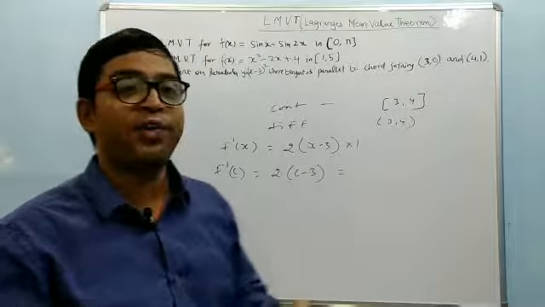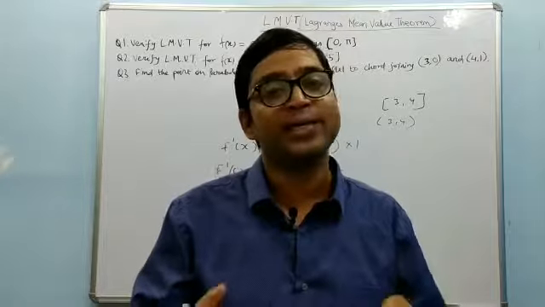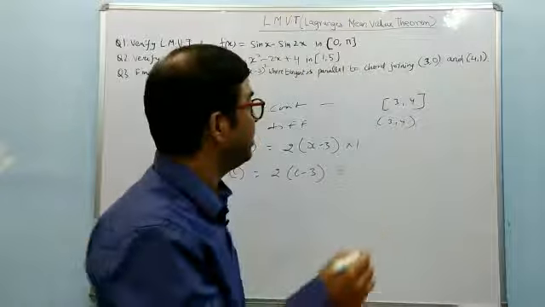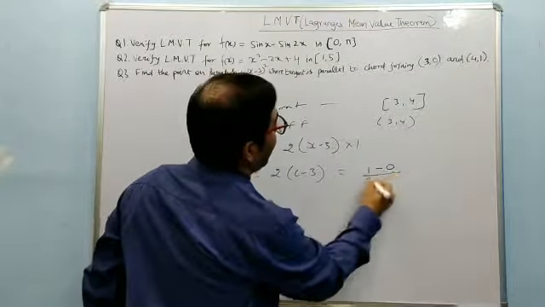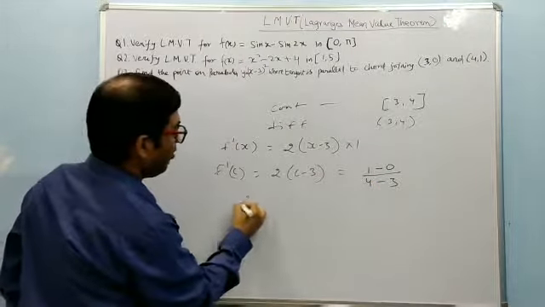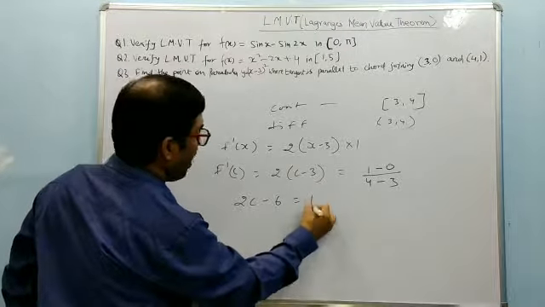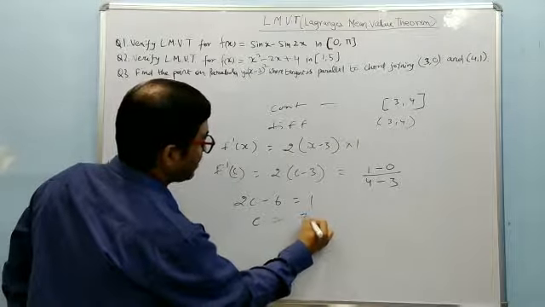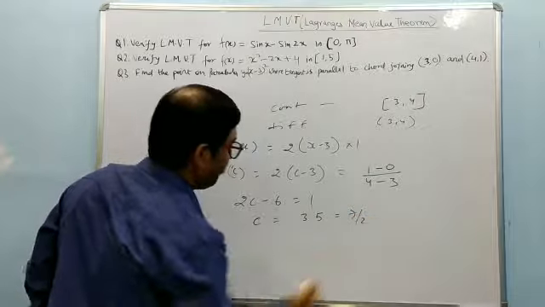Or you can write, we have seen, (y2 minus y1) by (x2 minus x1). That is the slope of the chord joining the points. So it is coming out to be 2c minus 6 is equal to 1. So c is coming out to be 7 by 2, that is 3.5. You can just write 7 by 2.